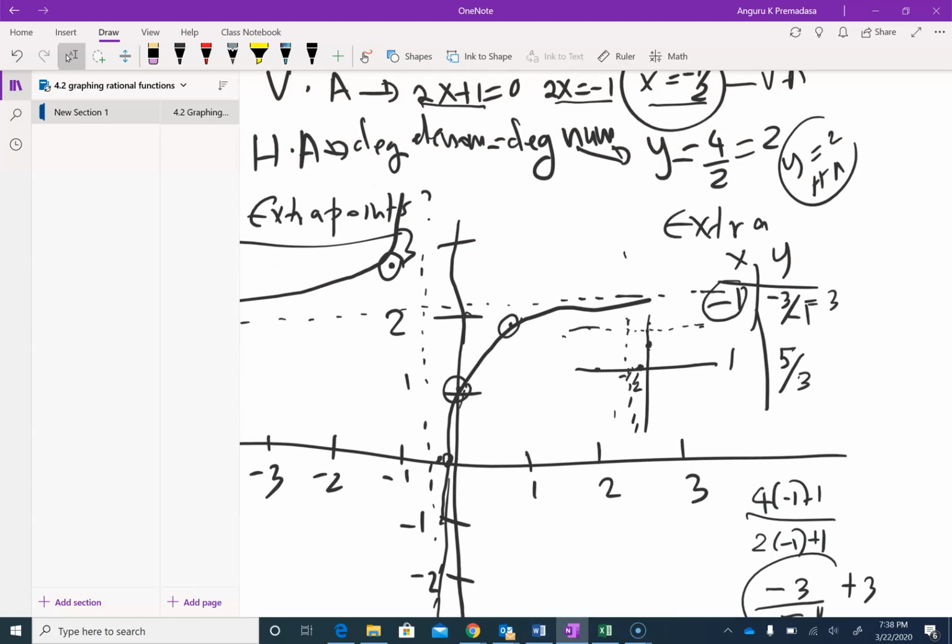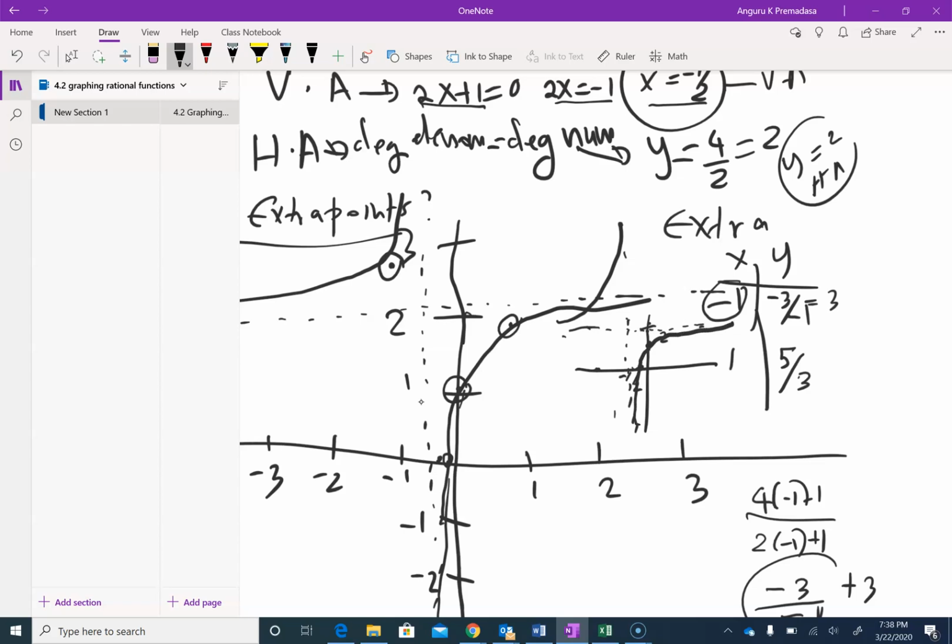Because this is 2 here, at negative 1 it actually goes up, which means that after the horizontal asymptote, it has to go up like that. Then it comes down. Why? Because you need to go through these points. It goes up like that, and then it comes down, and then goes like that.